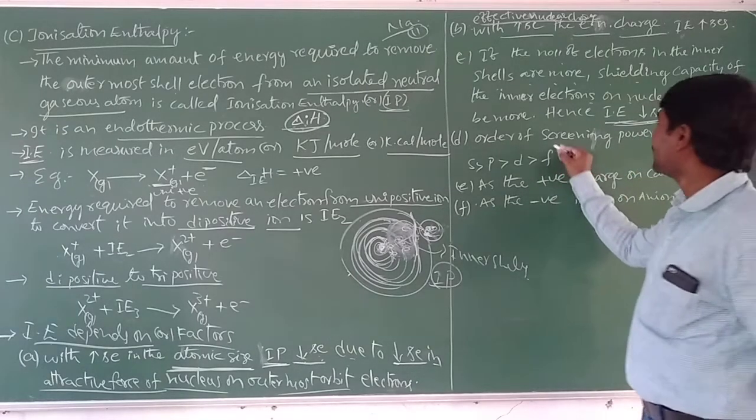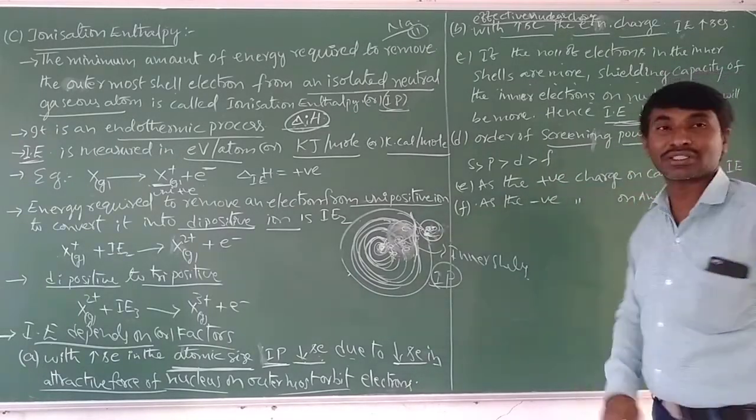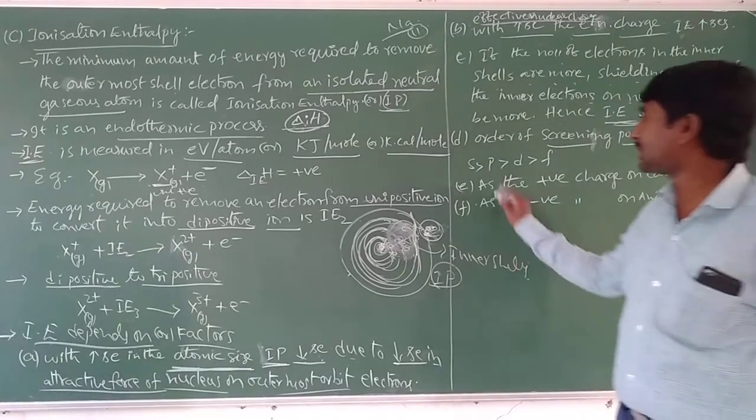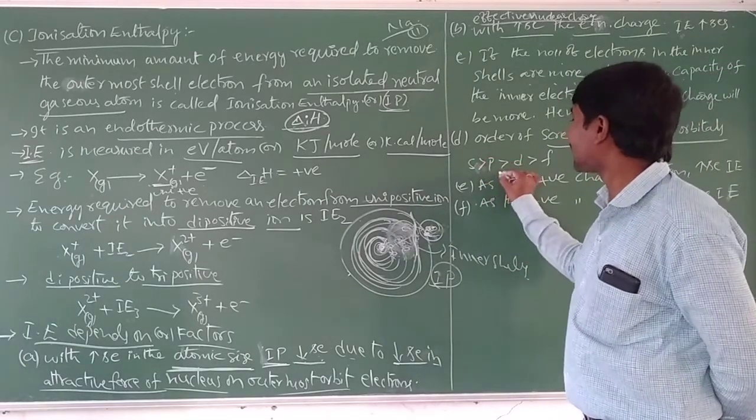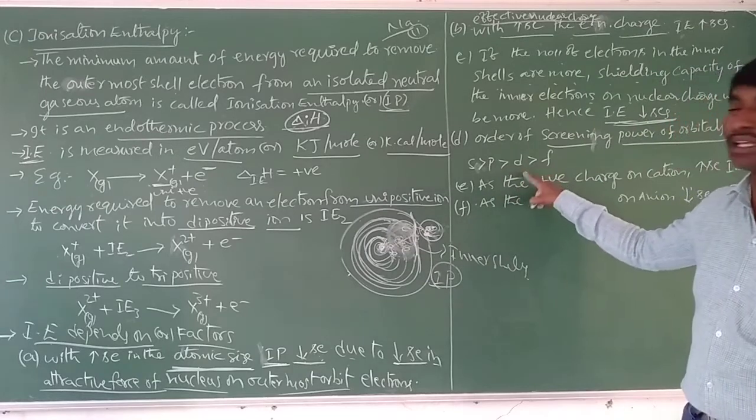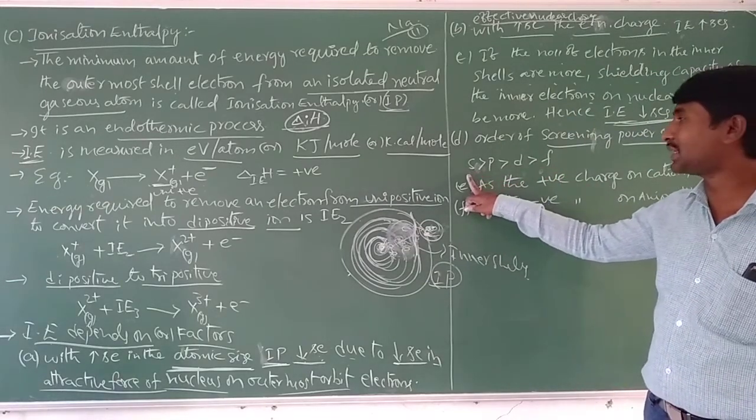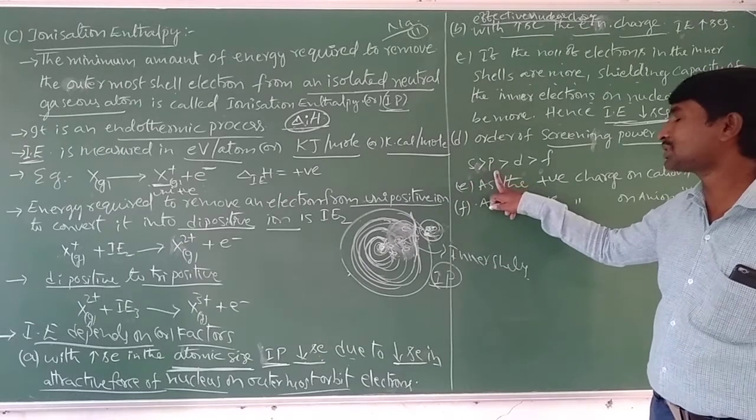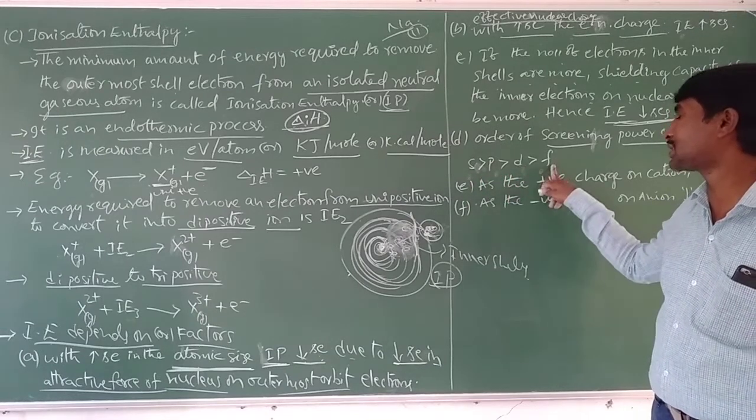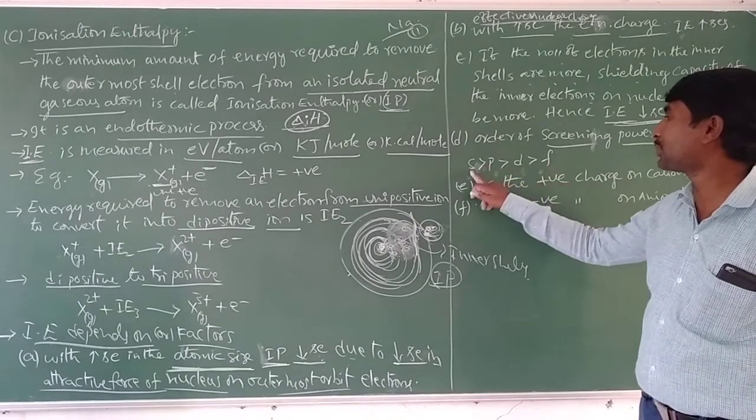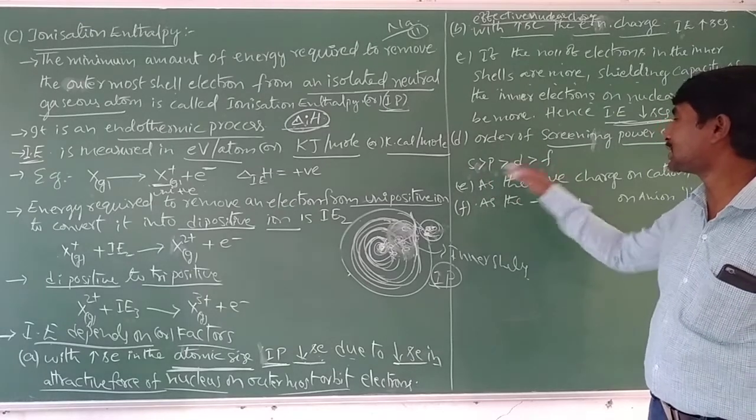So here, the screening power of orbitals: s greater than p greater than d greater than f. The screening power of the s orbital is more comparatively, and so on down the series. This is the screening power.